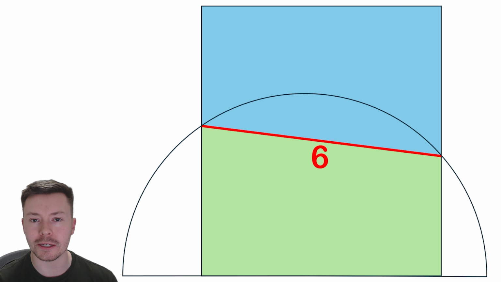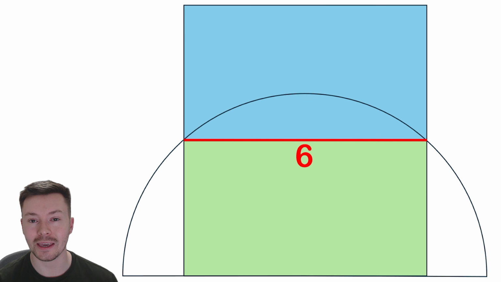And so I've got a diagram here of one possible example, but obviously there will be loads of different variations of a chord length 6 across a semicircle that cuts a square in half. Now the one we've got is where it's cut the square in half with 2 trapezia. What we could do though is to simplify this problem by making it so that it cuts the square into 2 equal rectangles.